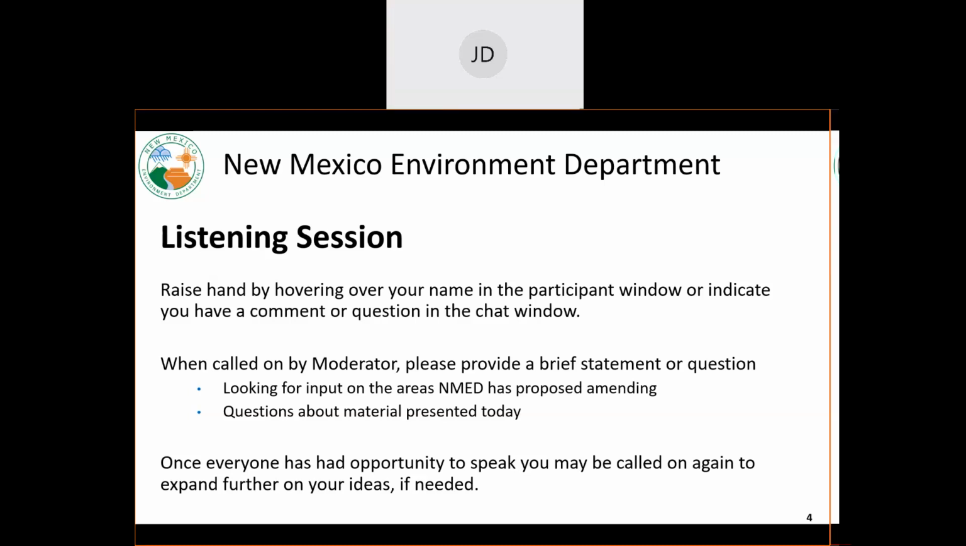I'm interested in the new provision that you've added for climate change. What are you guys thinking of how you would implement that, or how would you go about implementing it?